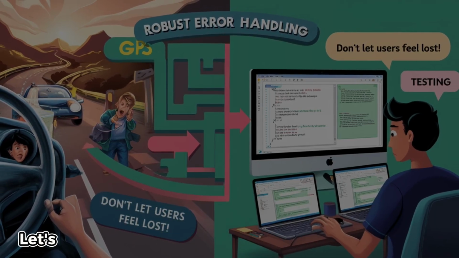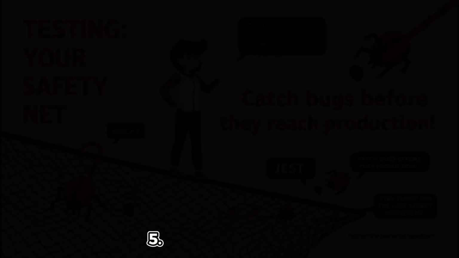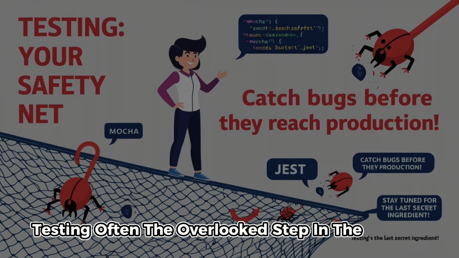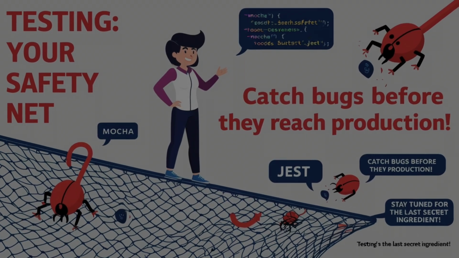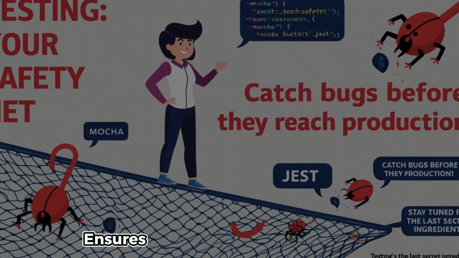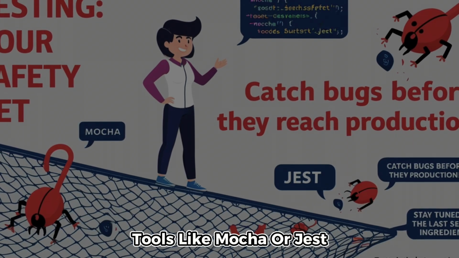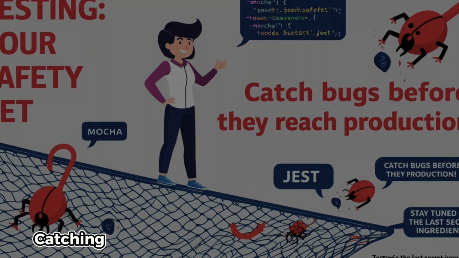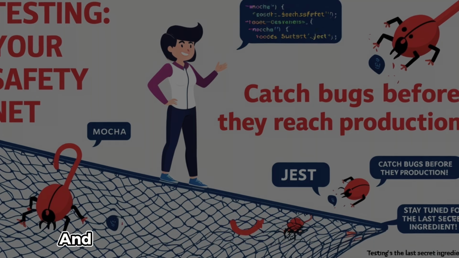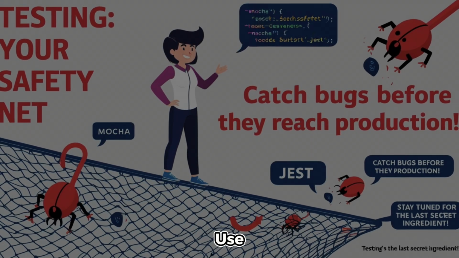Speaking of mazes, let's navigate our way to another essential practice. 5. Testing your code. Testing, often the overlooked step in the coding process. But think of it as a safety net. Writing tests for your code ensures that it behaves as expected. Tools like Mocha or Jest can automate your testing process, catching bugs before they make it to production. Embrace this practice, and you'll gain confidence in your code, knowing it can withstand the pressures of real-world use.